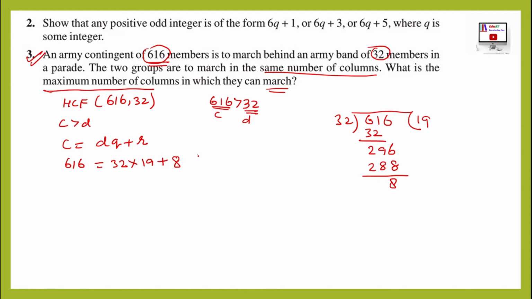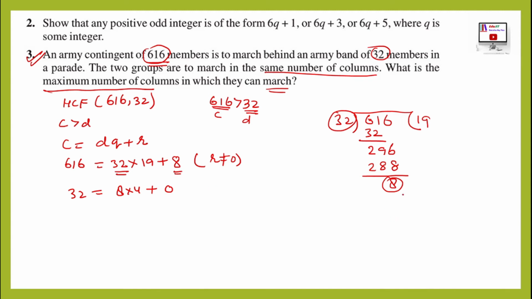So as the remainder is not equal to 0 at this stage, the remainder 8 is not equal to 0, which means the new numbers will be 32 and 8. So now C is 32 and D is 8, so we write this number in the form C = DQ + R. So 32 is equal to 8 into 4 plus 0.